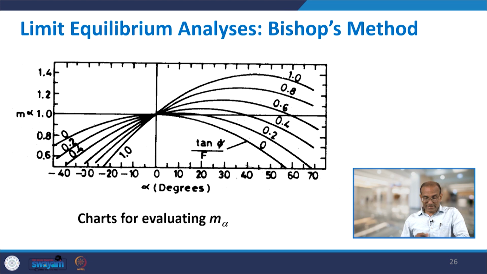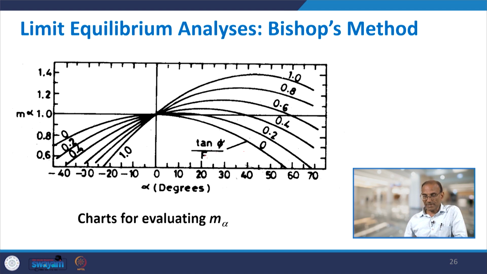You have the value of alpha in degrees, varying from 0 to 70 degrees, and on the negative side also, because the angle alpha we discussed could be positive or negative. If it is anti-clockwise it is positive, and if clockwise it is negative. Depending on the alpha value you select the value, and these curves are for different values of tan phi over F. So, for using this chart you need to assume the value of F initially.